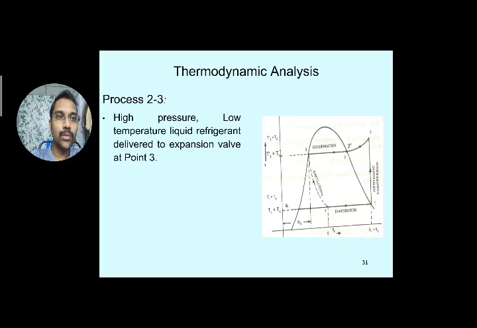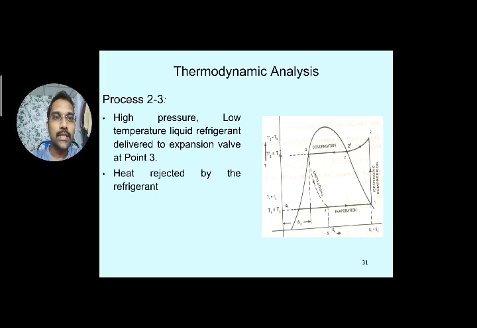Next, during process 2 to 3, high pressure, low temperature liquid refrigerant. Here the phase change is from vapor to liquid. Pressure remains constant, and the low temperature refrigerant is delivered to the expansion valve at point 3, where the throttling takes place. Heat is rejected by the refrigerant in the condenser.